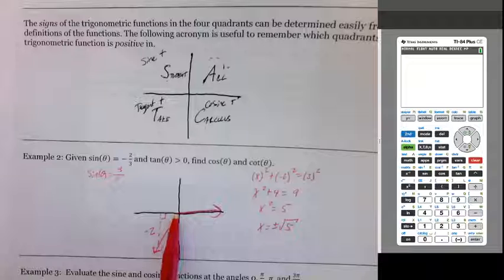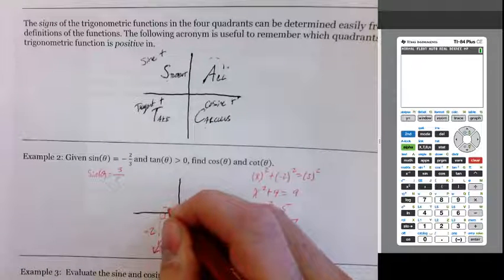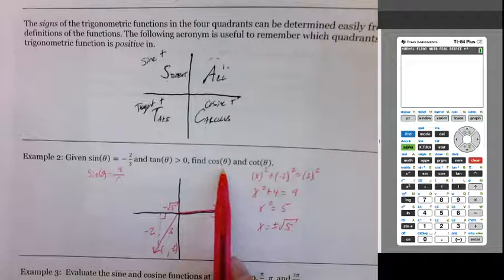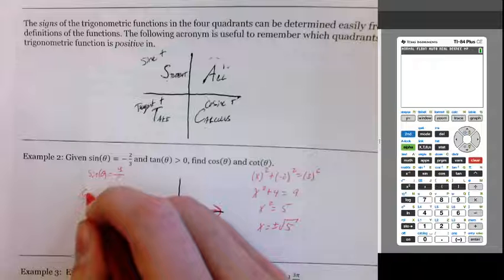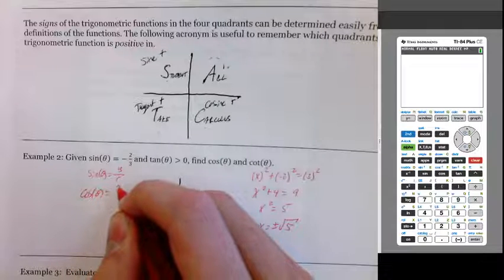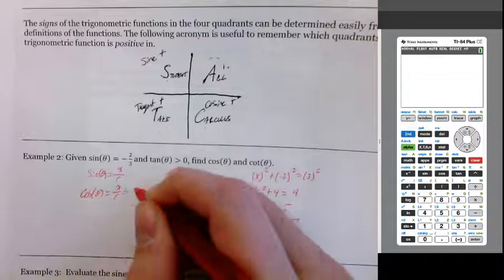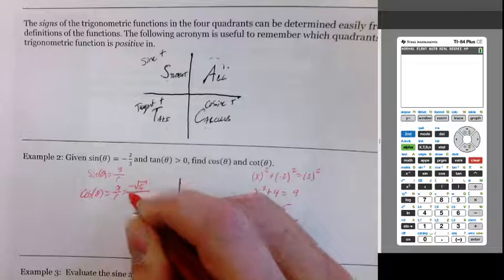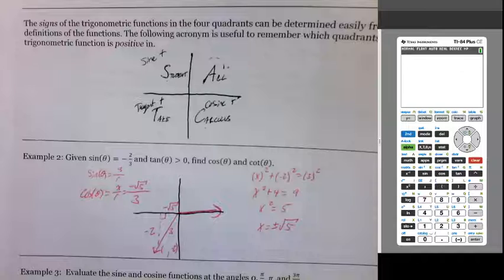Because we're in the third quadrant, we have to go to the left, which is the negative direction. This side will be -√5. Now we can find cosine, because cosine is x over r. And we just found x to be -√5, and r is 3. So therefore, cosine is -√5 over 3.